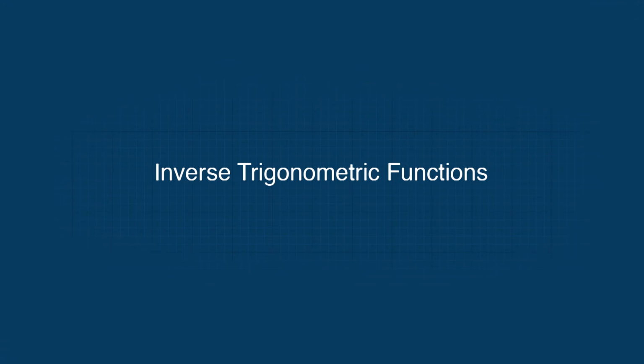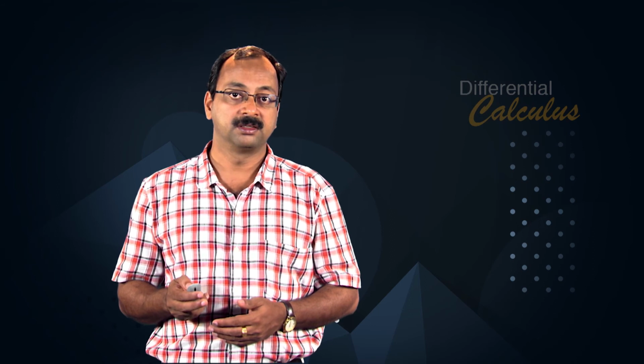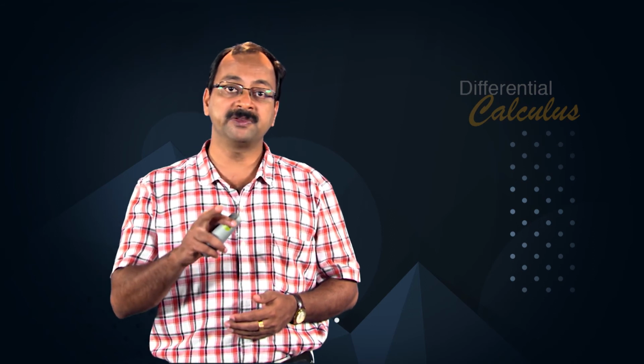Now, inverse trigonometric functions. A function f of x is periodic if there is a positive number p such that f of x plus p equal to f of x for all x. The smallest such value of p is the period of f.